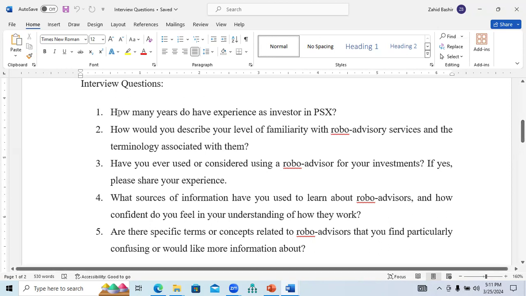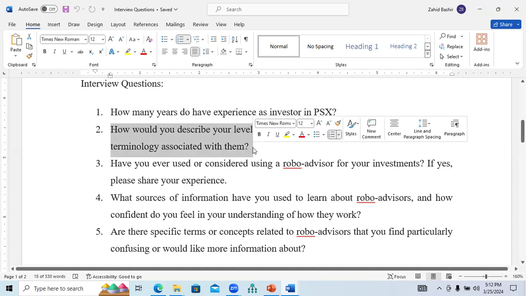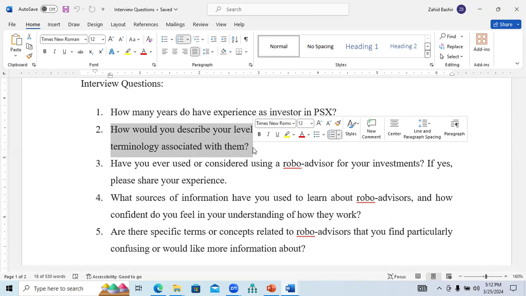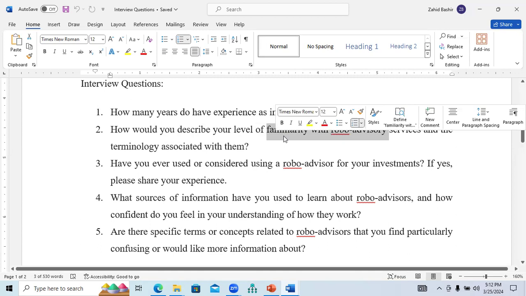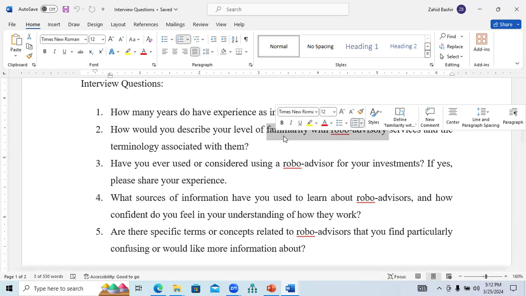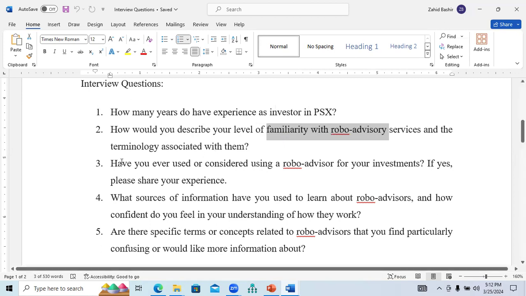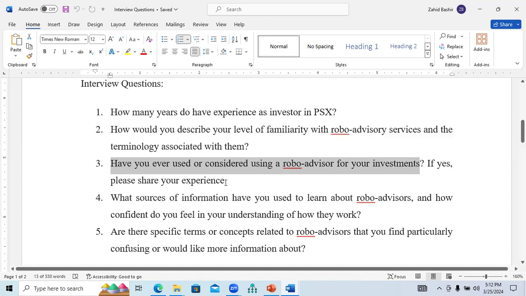Like you can see here, how many years of experience do you have as an investor in Pakistan Stock Exchange? How would you describe your level of familiarity with robo-advisory service and the terminology associated with it? I was curious whether investors here in Pakistan are familiar with the concept of robo-advisory, because this concept is not implemented here to date. Or have you ever used robo advisory for your investment? If yes, please share your experience.